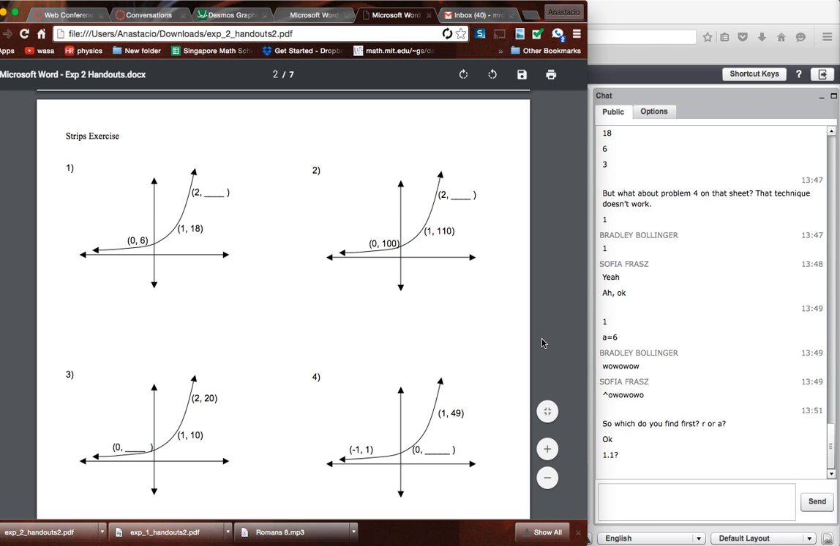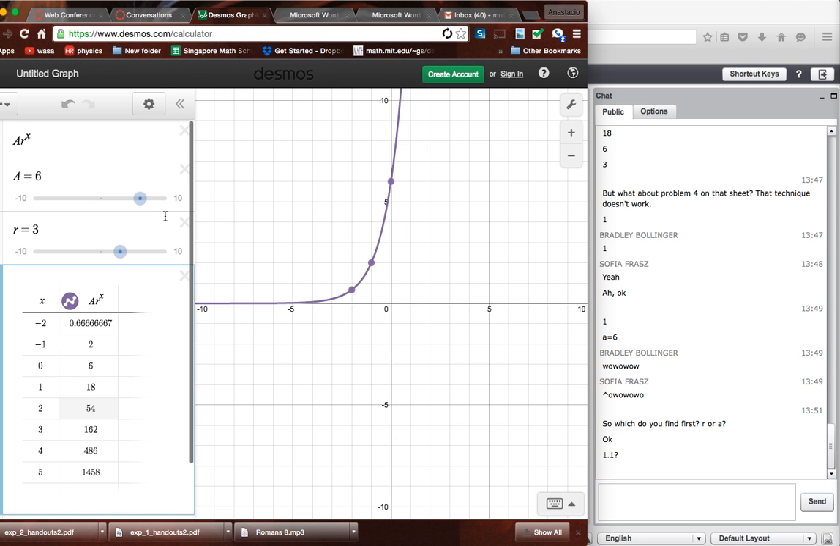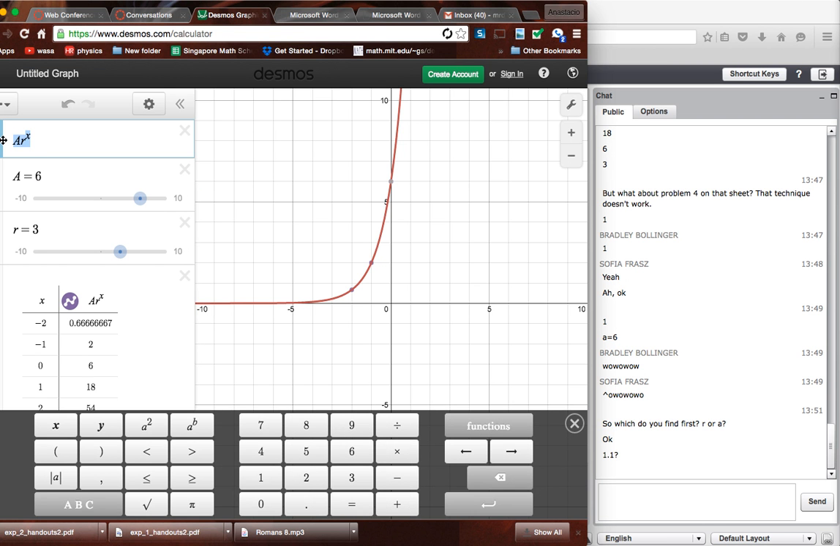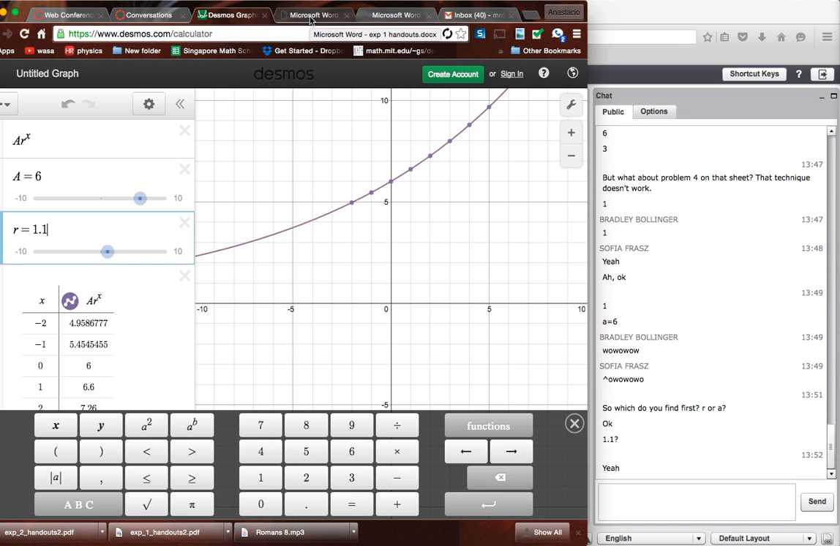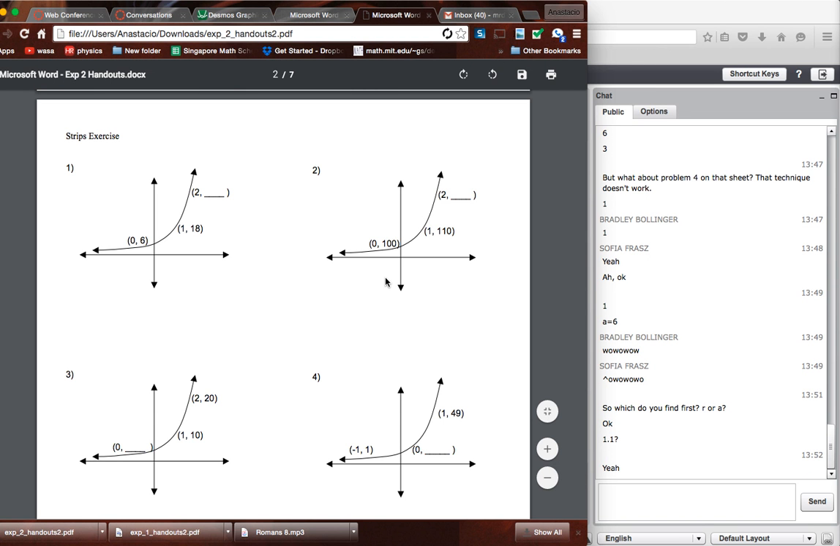So what I'm thinking is r is equal to, all right, so here's the general equation I want you to write down. y is equal to a times r to the x. So we figured out what r is. r is 1.1. We cool?